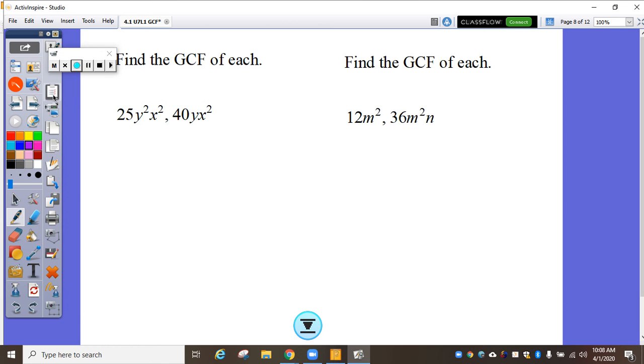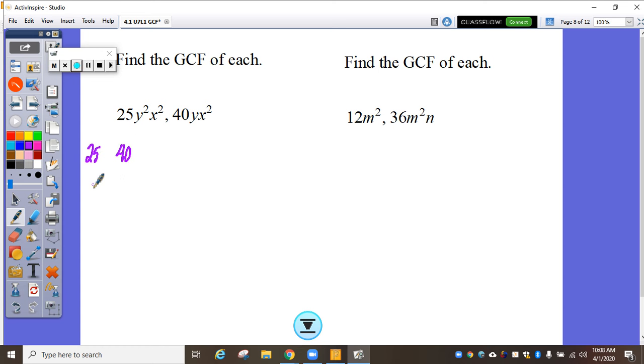All right, so find the greatest common factor of each. Now I have two variables, but I'm not going to do anything different than I did before. I'm going to first find the greatest common factor of the numbers. So I have the greatest common factor of 25 and the greatest common factor of 40.